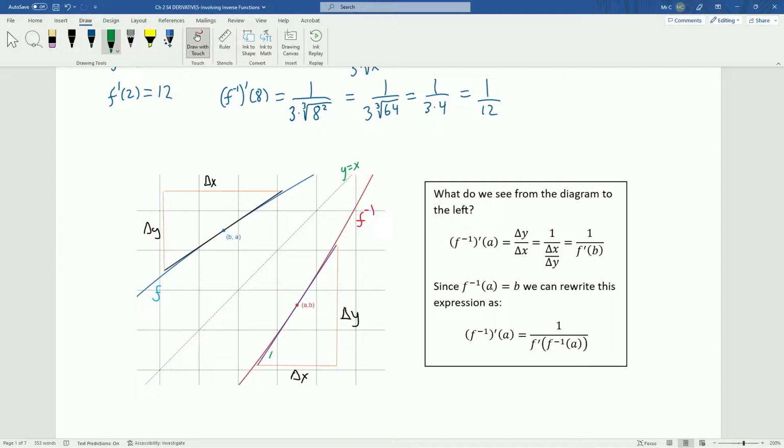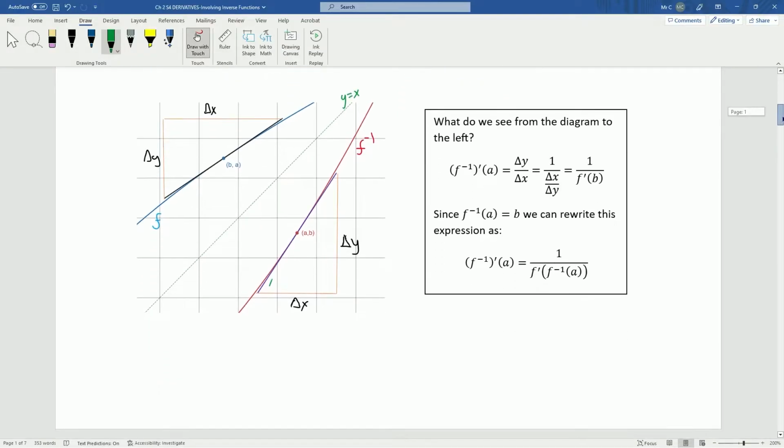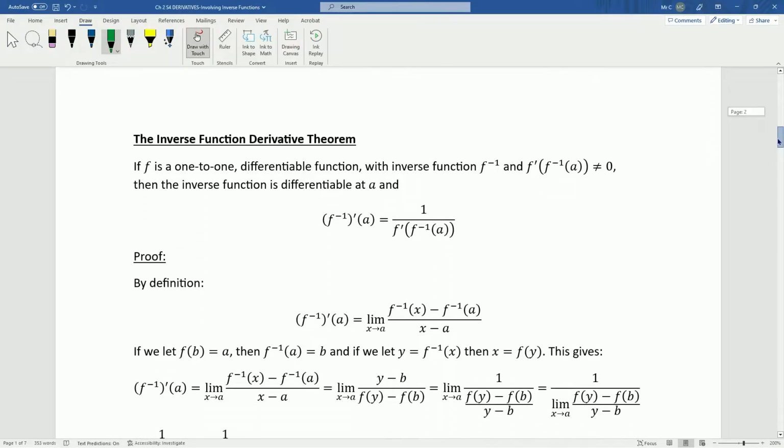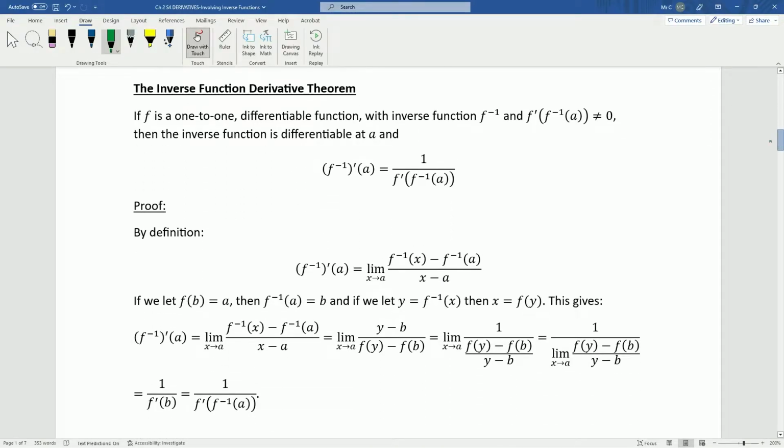And since f inverse of A equals B, right, the output was A, so the input is B, and you flip them around for the inverse function, we can rewrite this as f inverse prime of A equals 1 over f prime of f inverse of A. Okay, so that's not a rigorous proof, it's just a geometric justification. So we're going to go ahead and look at the rigorous proof here.